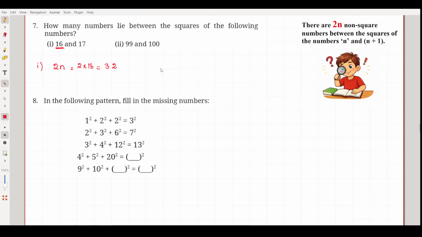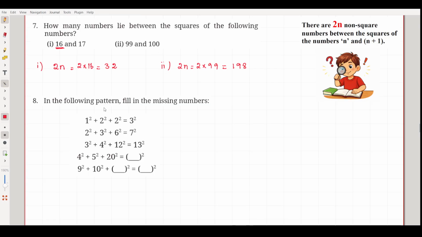The second one, 2n value. So 2 into 99, which is 198. There are 198 numbers between the square of 99 and 100.